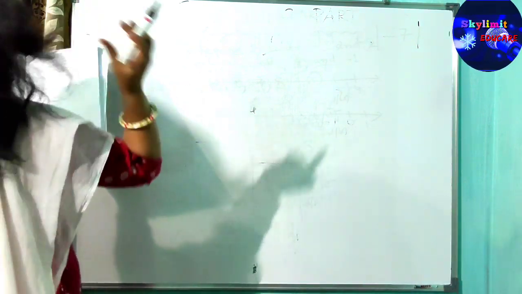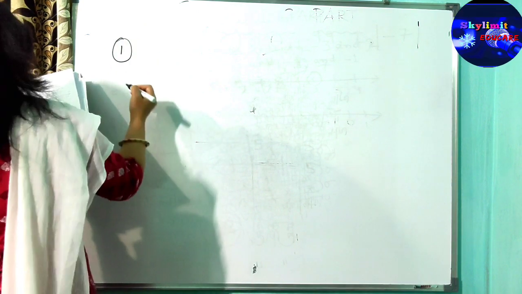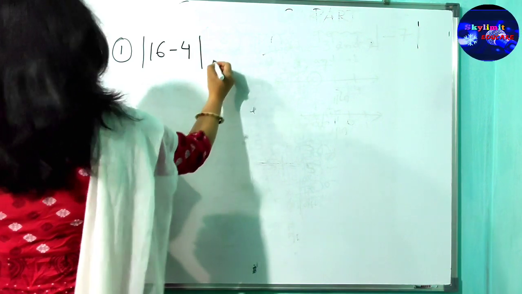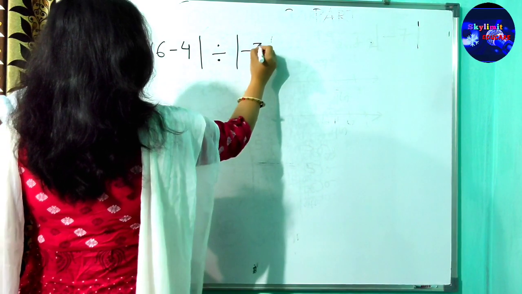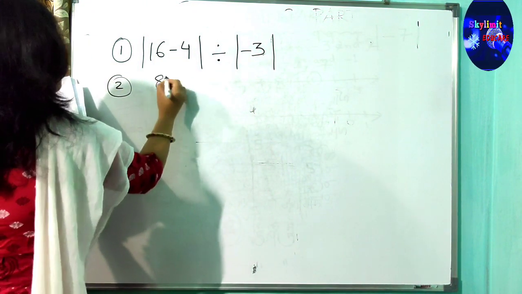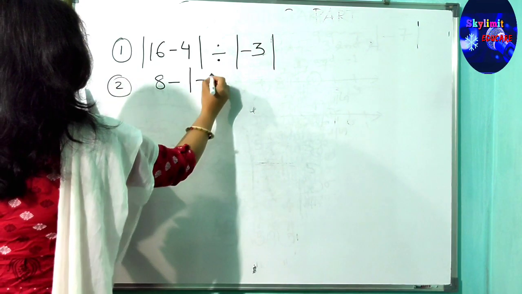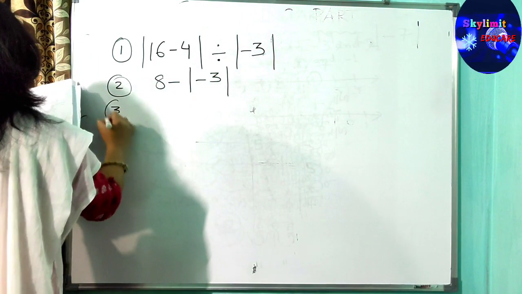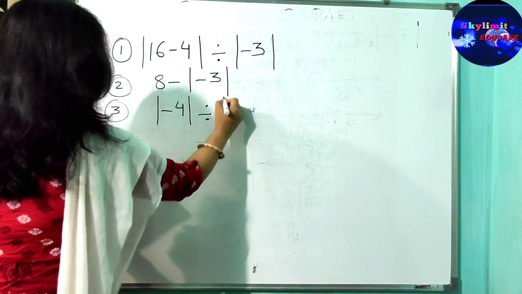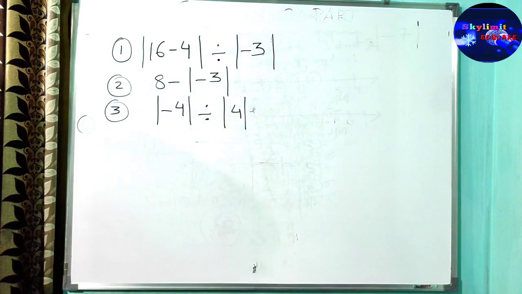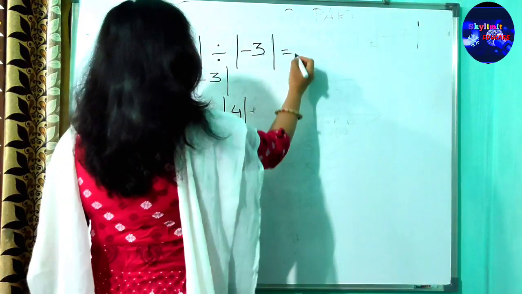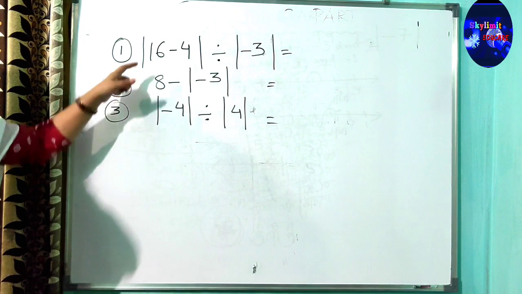Now, some questions I am going to write here. Write along with me and solve it along with me. Question 1: absolute value of 16 minus 4, divided by absolute value of minus 3. Question 2: 8 minus absolute value of minus 3. Question 3: absolute value of minus 4 divided by absolute value of 4. So these are the questions. Please write them in your notebooks and solve along with me. See here, I am just solving it on the side. Okay, so now the first question.